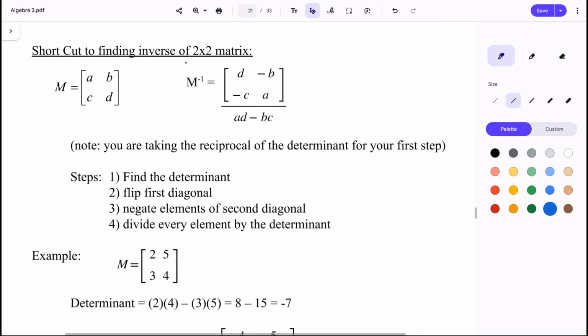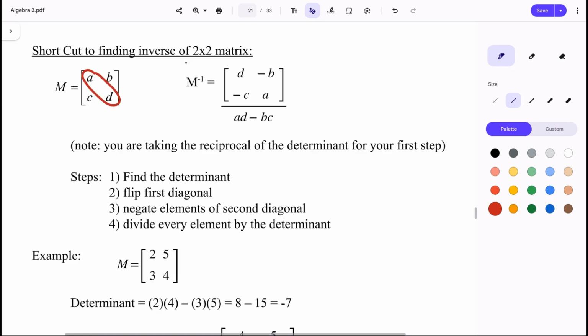Okay, I'm going to give you a little bit of a shortcut here to finding the inverse of a 2x2 matrix. So over here where it says M equals A, B, C, D, that's just a generic form of a regular matrix. Any 2x2 matrix will work like this. Those letters A, B, C, D are going to be replaced by numbers. And so what we do to find the inverse is you're going to take the A and the D and you're going to switch them.